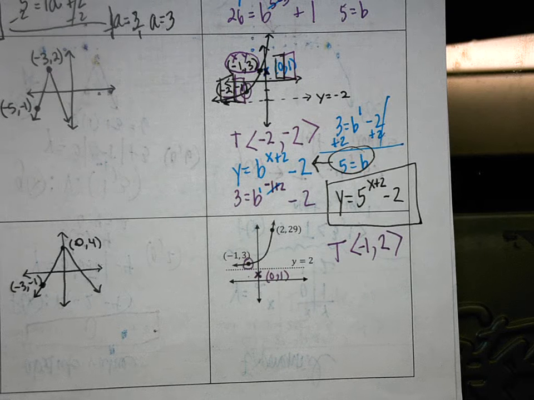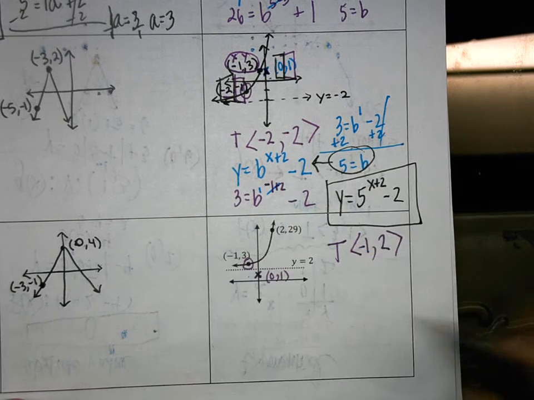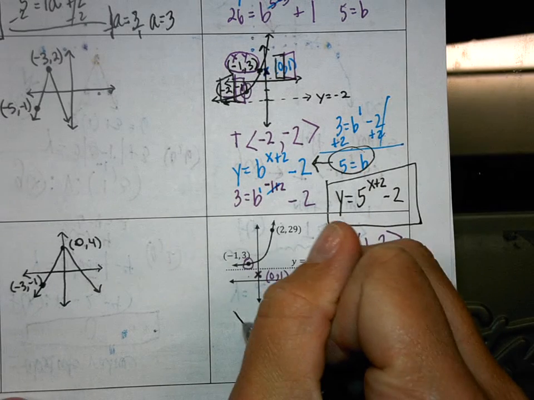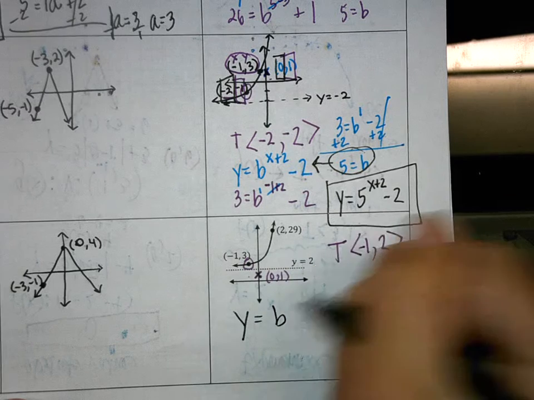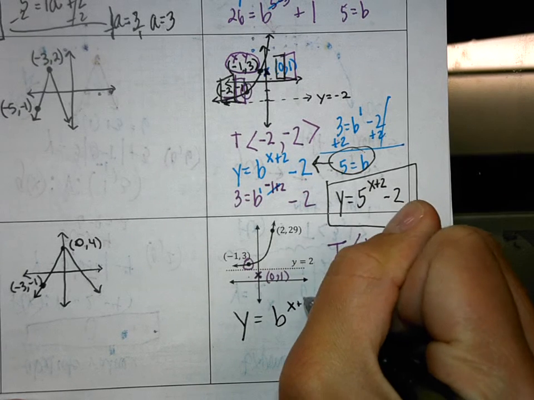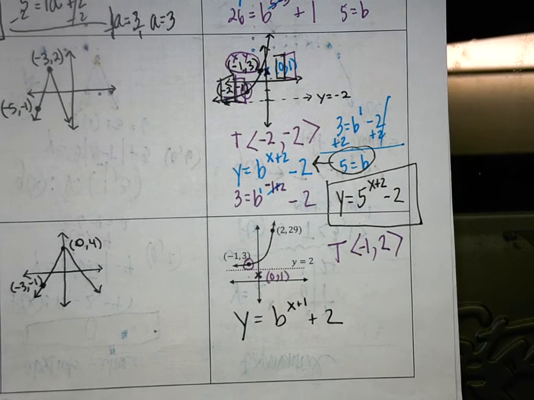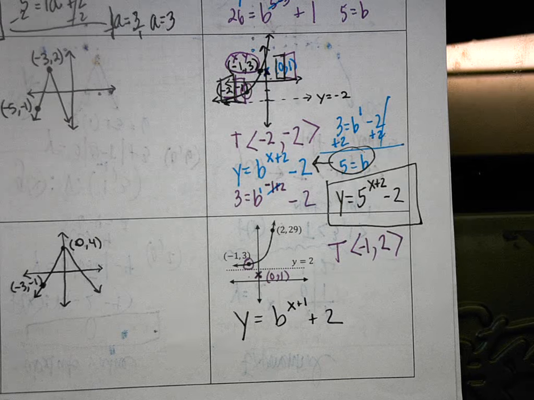Okay, it looks like most of you have at least gotten to this point. So I'm going to just double check that you have this equation right. So when we're plugging in our translation, it should be y equals b to the x plus 1 plus 2. And then you're going to plug in your other ordered pair in order to solve. Perfect. Good job.